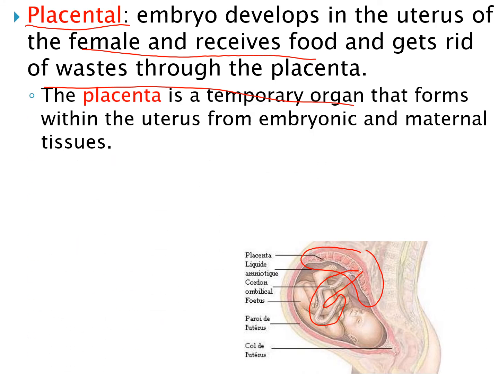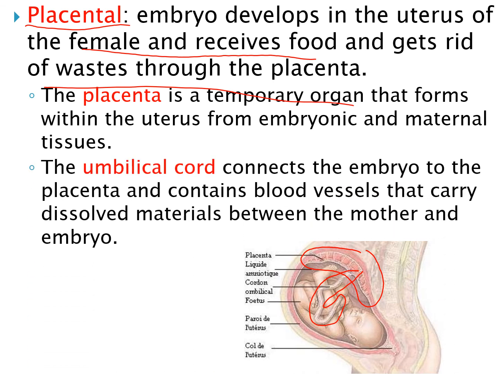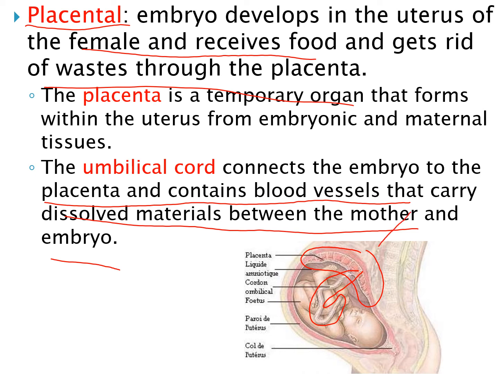while you were inside of her stomach. So the placenta is a temporary organ that forms within the uterus from embryonic and maternal tissues. The umbilical cord connects the embryo to the placenta and contains blood vessels that carry dissolved materials between the mother and the embryo. So when the mama eats, the baby starts having taste buds. The baby can actually trigger hormones and be like, man, I have a weird taste to eat today. And so the umbilical cord, whatever the mama eats, goes straight to the baby.